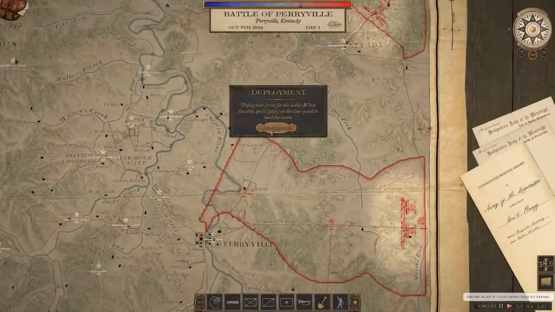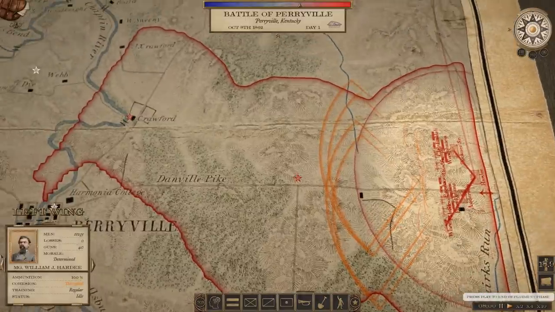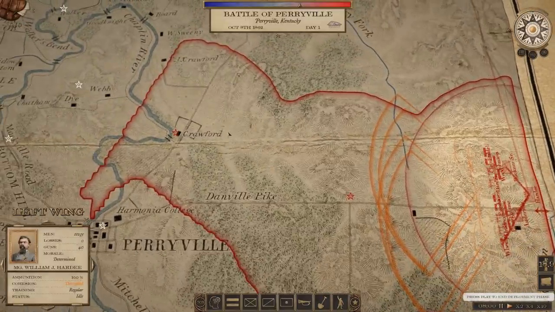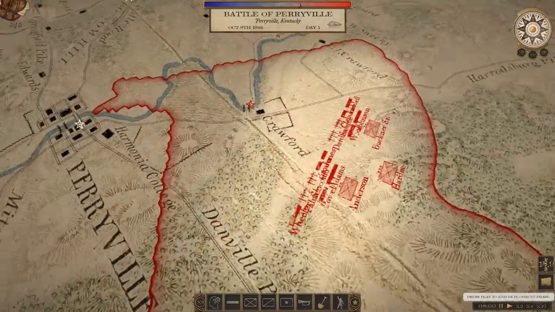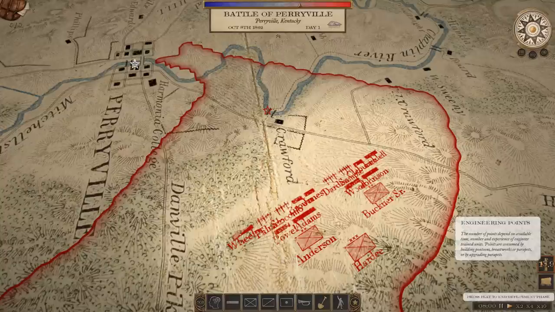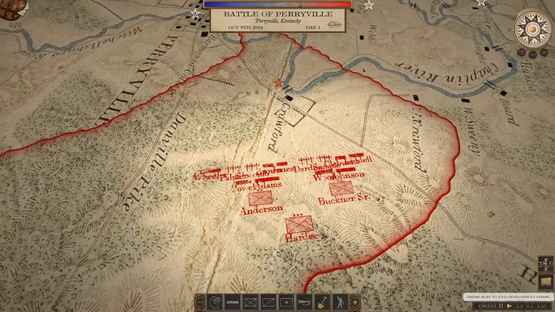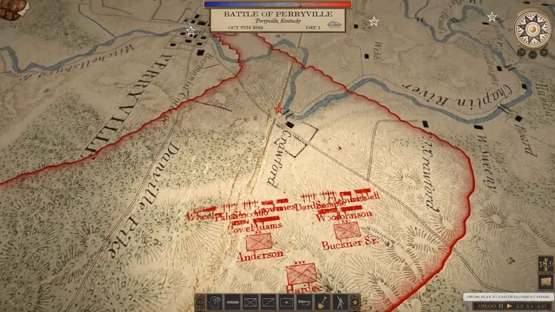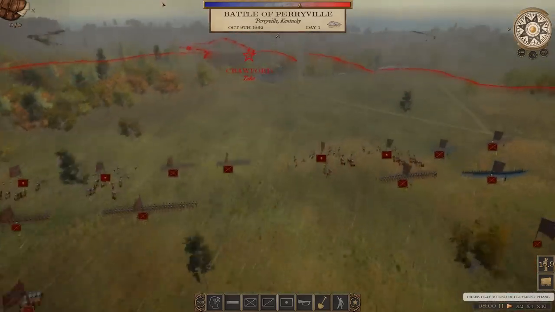So for example we could move Hardy and the left wing closer to Perryville here, and on the lower right corner we have engineering points, which is counted from the engineering units and the time available. And with these points, in this pre-battle deployment, we can build entrenchments on the battlefield.